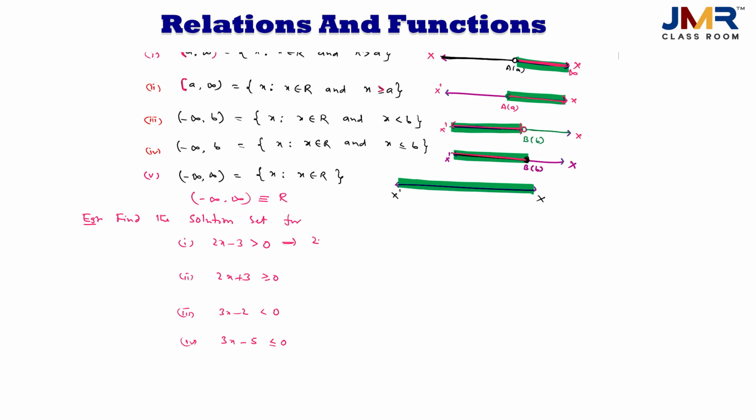If you solve this, 2x greater than 3, x greater than 3 by 2. x more than 3 by 2 means, for example, this is 3 by 2, and this is minus infinity to infinity. x greater than 3 by 2 means from 3 by 2 till the end. Then we can write x belongs to open 3 by 2 to infinity.